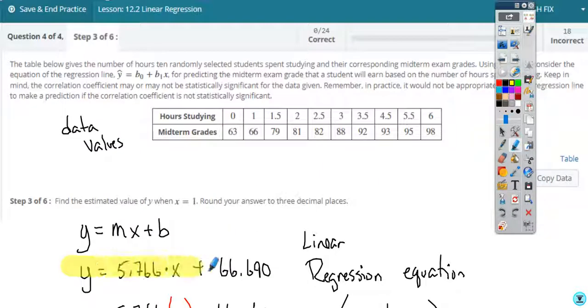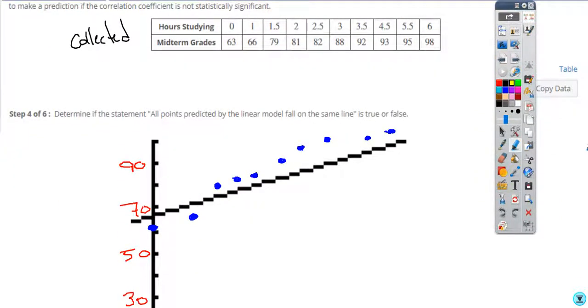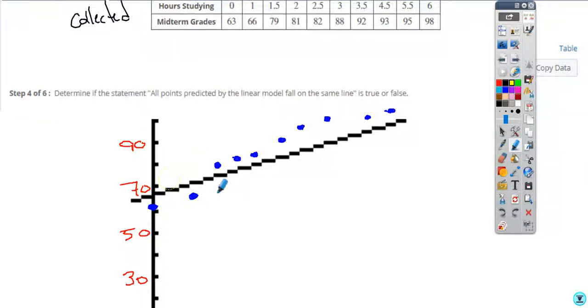This is y equals 5.766 times x plus 66.690. That's what it looks like once it's graphed on the TI-83, which I'm not going to go into. It's just the concept. We don't have to do this part. That's another piece for another day. But as you can see, these data points don't fit perfectly, but they fit pretty darn well.